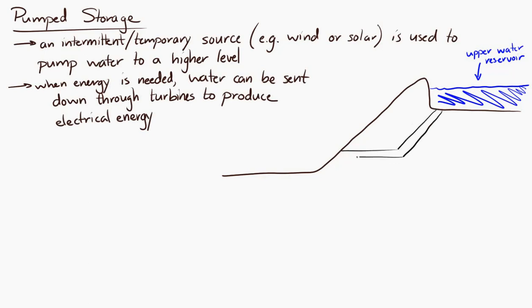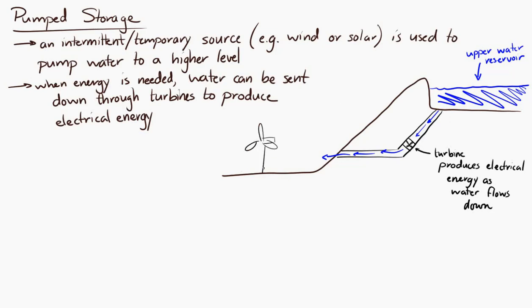So this is not a primary source of energy. This is a secondary source of energy because we're taking another primary source, an intermittent or temporary source like wind or solar. So let's say the wind is blowing very, very hard one day. So you're getting a lot of energy from your wind turbines. More energy than you really need.